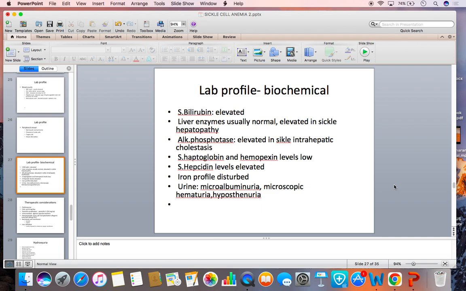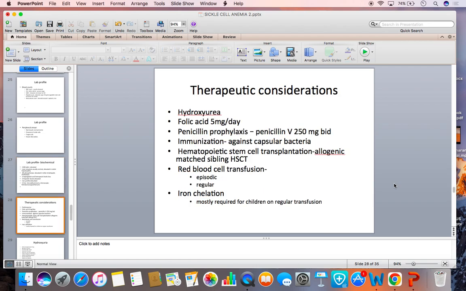Iron profile. Study of iron profile in sickle cell anemia is a big study. As such, disturbed iron metabolism in sickle cell anemia is again a big topic which has to be covered in a separate class. Then go with the therapeutic considerations.